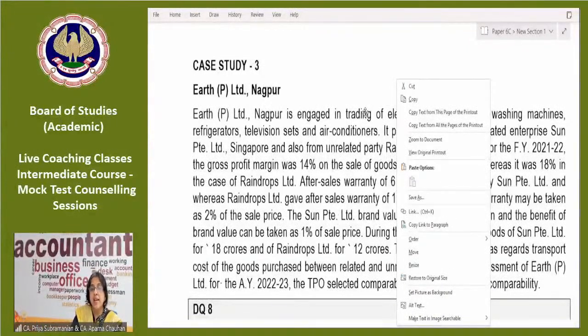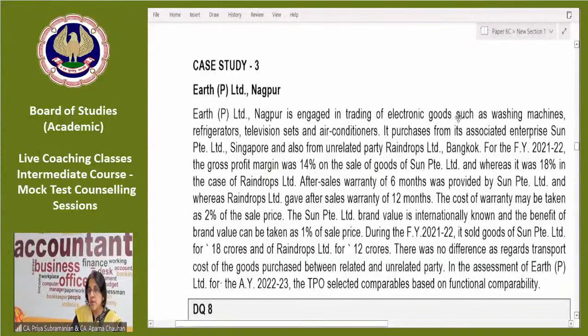Earth Limited is engaged in trading of electronic goods such as washing machines, refrigerators, etc. It purchases from Associated Enterprise, Sun Private Limited in Singapore, and an unrelated party, Raindrops, Bangkok. For financial year 21-22, the gross profit margin is 14% on sale of goods of Sun Private Limited, Associated Enterprise, and 18% in case of Raindrops. After sales warranty of 6 months was provided by Sun Private Limited. Raindrops gave after sales warranty of 12 months.